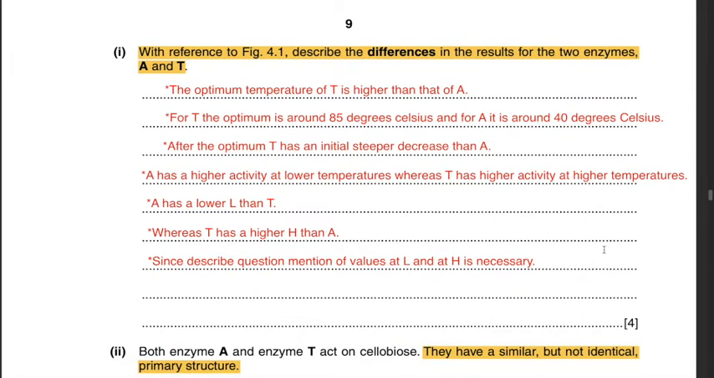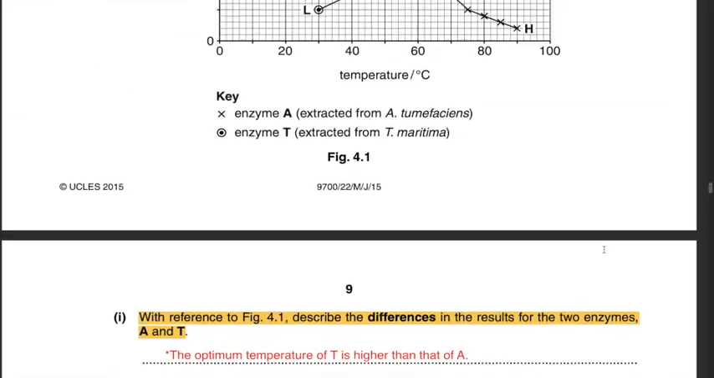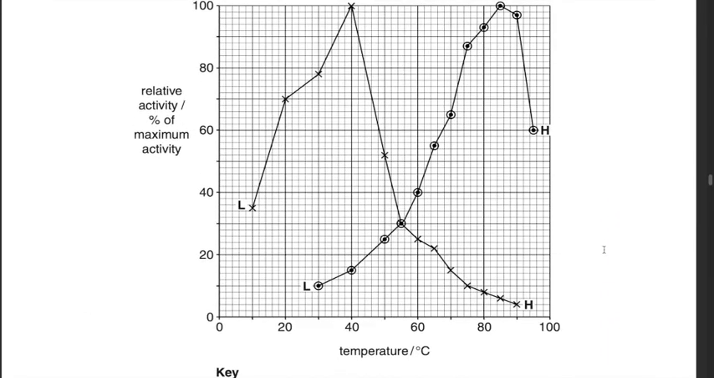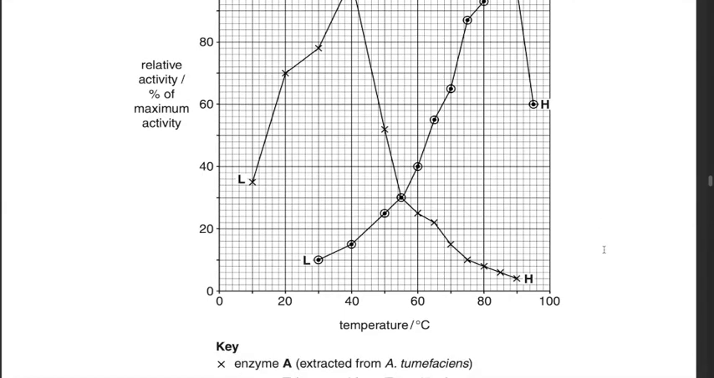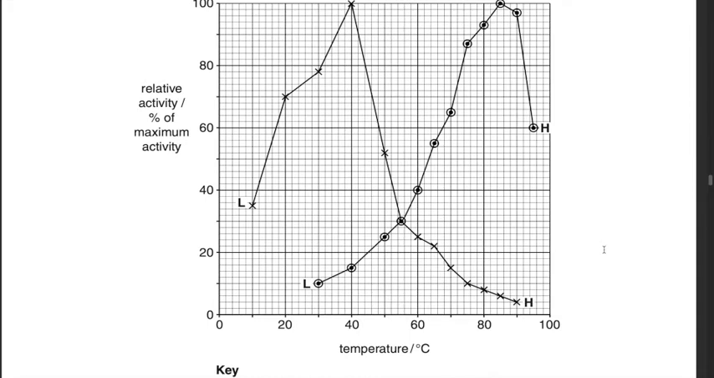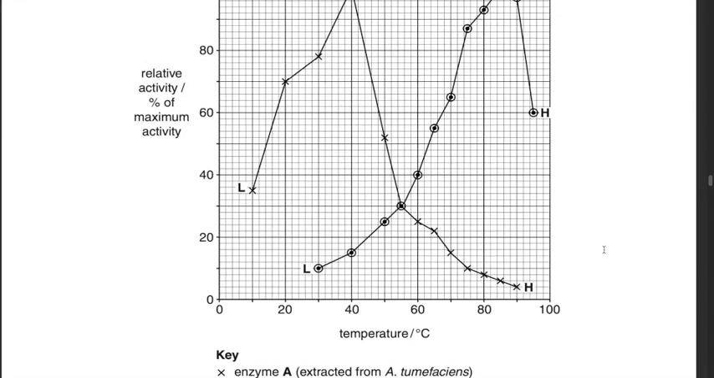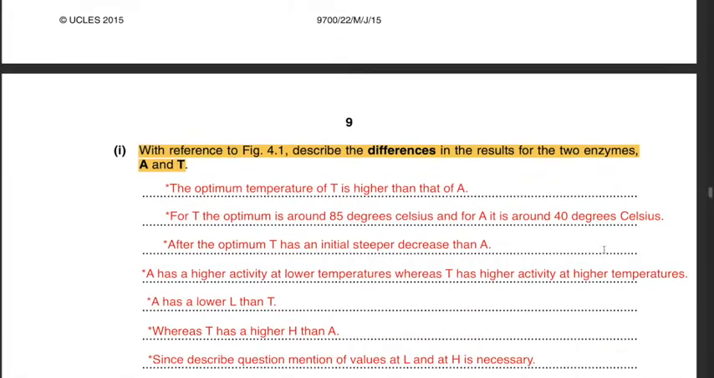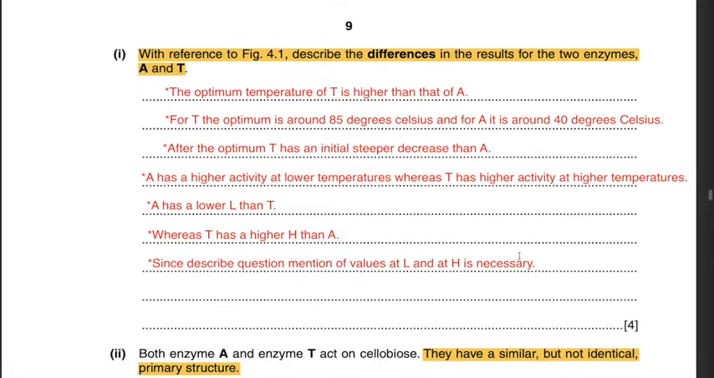The first part, with reference to figure 4.1, describe the differences in the results for the 2 enzymes A and T. If you look carefully at this given graph, the optimum temperature of enzyme A is lower than the optimum temperature of enzyme T. As you can see, the optimum temperature of enzyme A is around 40 degrees Celsius, and for enzyme T it is around 85 degrees Celsius. Therefore, the optimum temperature of T is higher than that of A, or you can mention the reverse argument, that is, the optimum temperature of A is less than that of T. For T, the optimum temperature is around 85 degrees Celsius, and for A it is around 40 degrees Celsius.